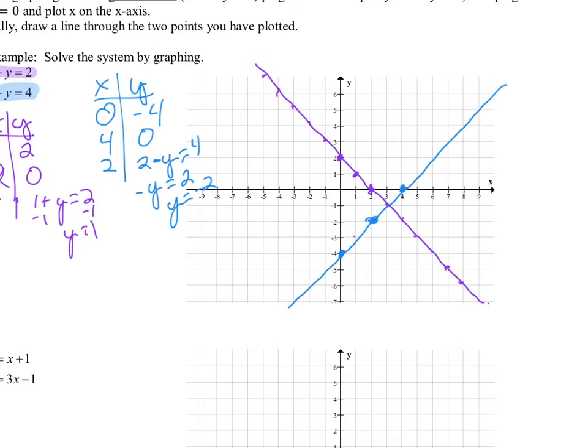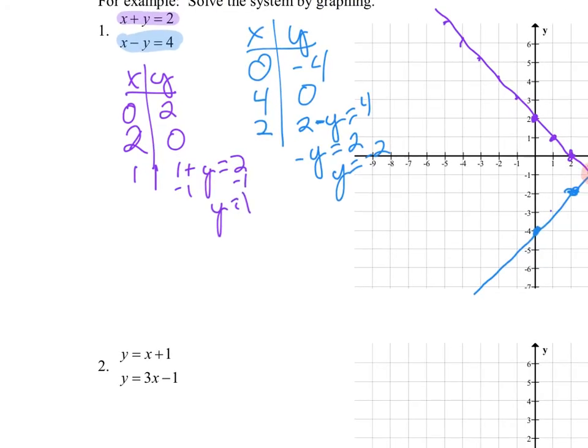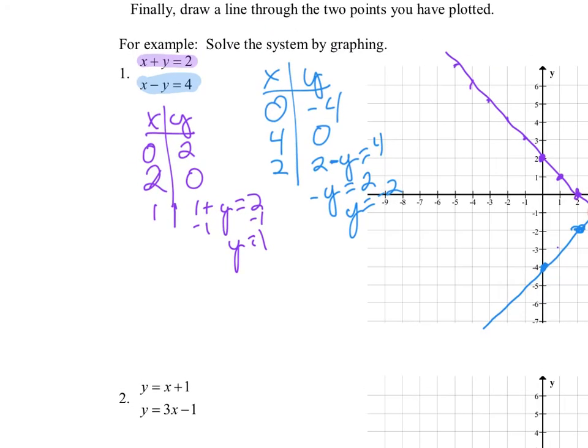Now, our solution is right here at the intersection of these two lines. Notice this is at 3 in the x and -1 in the y. So now we're going to go over here and we're going to check that solution. So I am checking (3, -1).